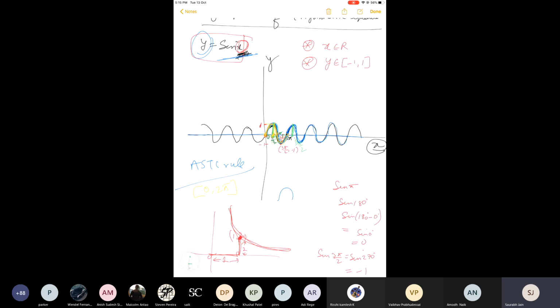Or let me make it simple. I have sine theta equals half. And this is the graph. Sine theta is equal to half. This is the graph. What do you think? How many angles are there for which sine theta becomes half?